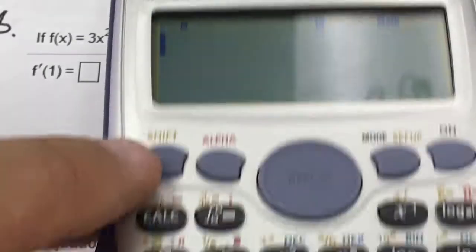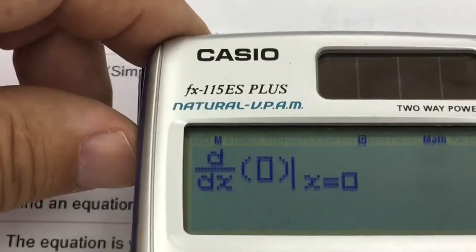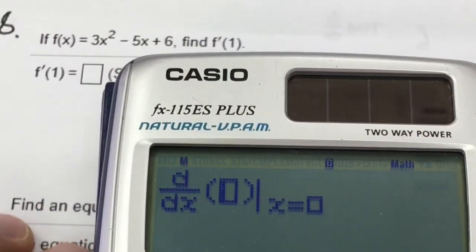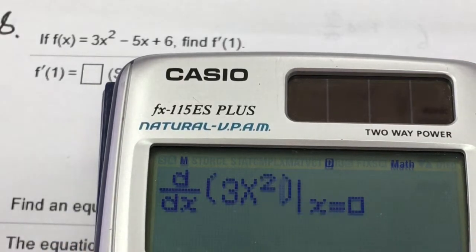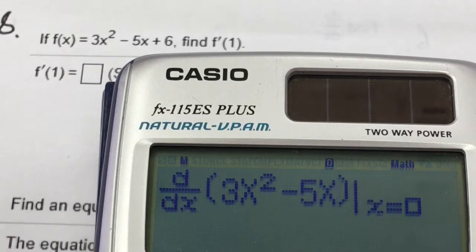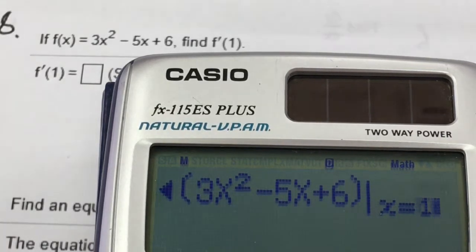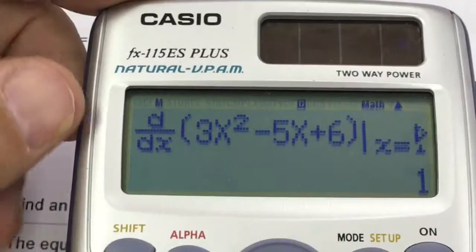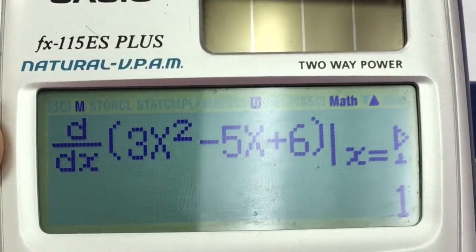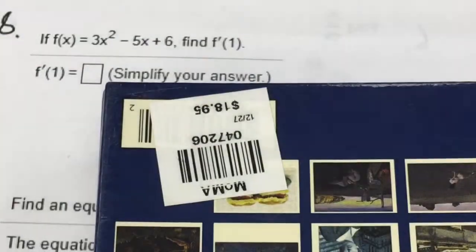So what I'm going to do is hit second, and then this button, and that puts me in d/dx mode. So I'm going to take the derivative, and notice it gives me that notation that I'm going to take the derivative at x equals some value. So I'm going to type in 3x squared minus 5x plus 6, and I'm going to evaluate it at x equals 1, and I hit equals, and bingo. It gives me the slope at that point. So when x equals 1, the slope equals 1. Pretty nice.